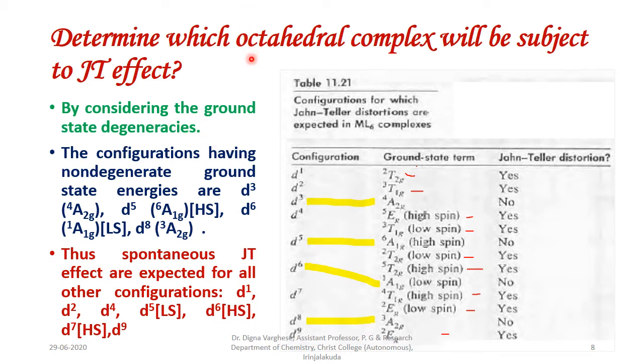Which octahedral complex will be subject to Jahn-Teller effect? Those configurations having non-degenerate ground state energies show no Jahn-Teller distortion, but the terms other than non-degenerate ground state show Jahn-Teller distortions. That is the basic condition.